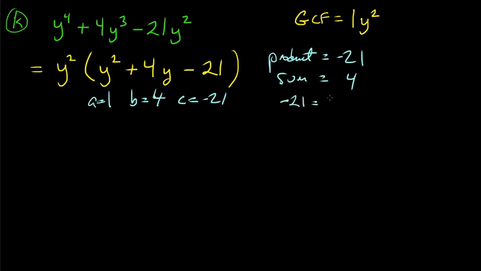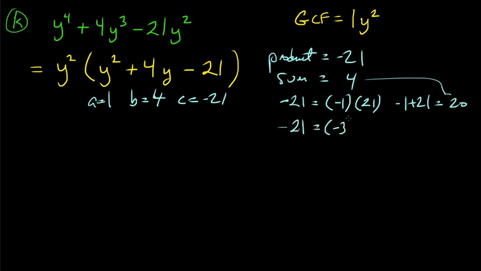Okay, so negative 21 is not negative 1 times 21, or it is negative 1 times 21, but negative 1 plus 21 is 20, which is not equal to 4, so that doesn't work. Sorry, it's not negative 20, negative 21. It's also negative 3 times 7, and negative 3 plus 7 is 4, and there's our match, right?